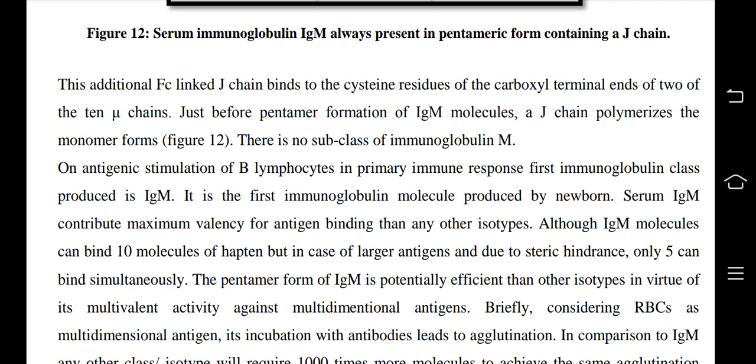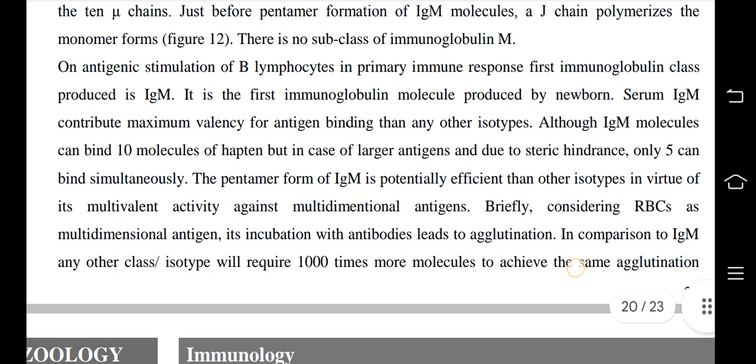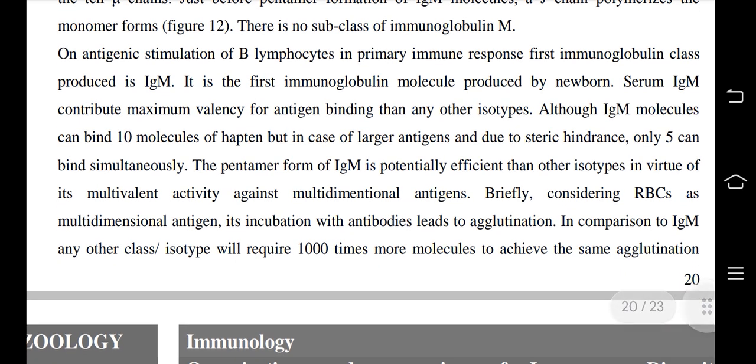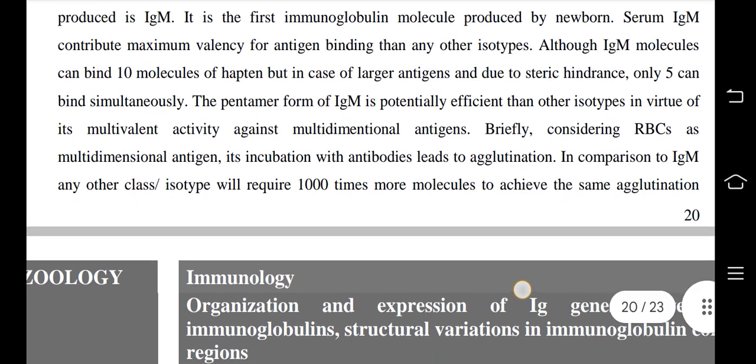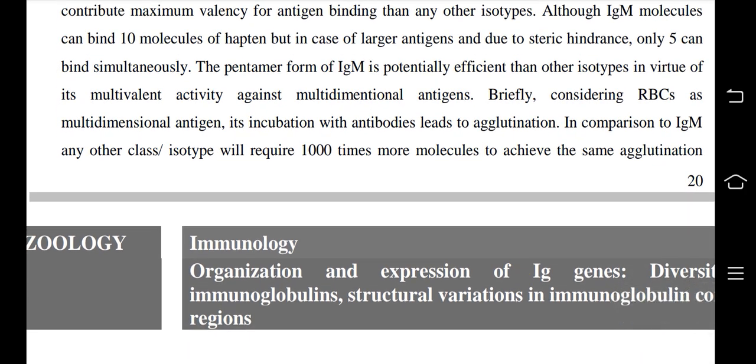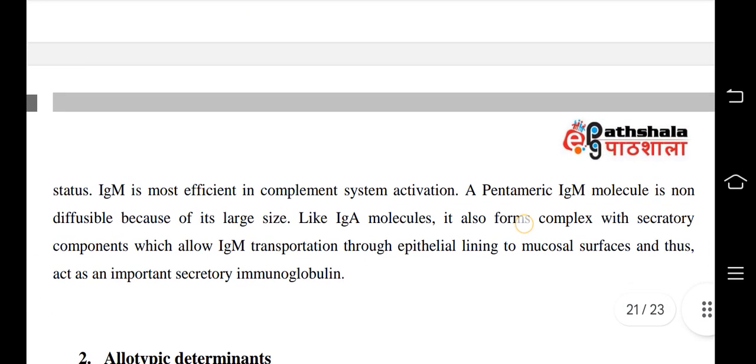Although IgM molecules can bind 10 molecules of hapten, in the case of longer antigens and due to steric hindrance, only 5 can bind simultaneously. The pentamer form of IgM is potentially more efficient than other isotypes by virtue of its multivalent activity against multidimensional antigens. Briefly considered, RBCs are multidimensional antigens. Their incubation with antibodies leads to agglutination. In comparison to IgM, any other class isotype will require 100 times more molecules to achieve the same agglutination status.